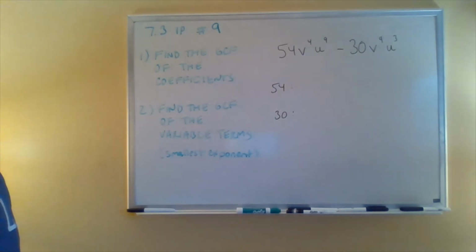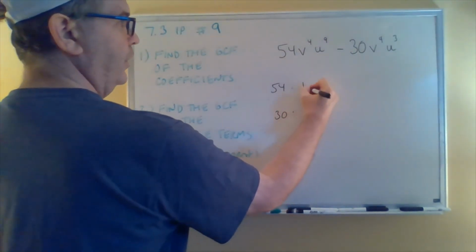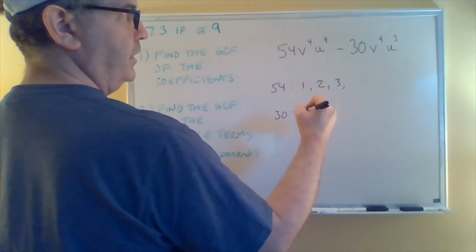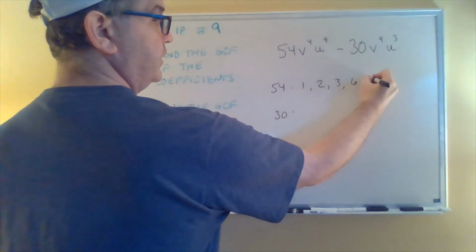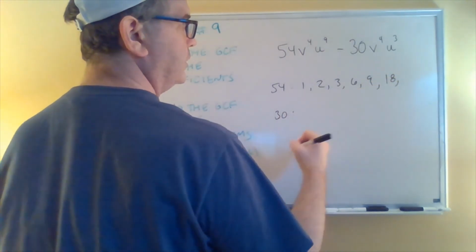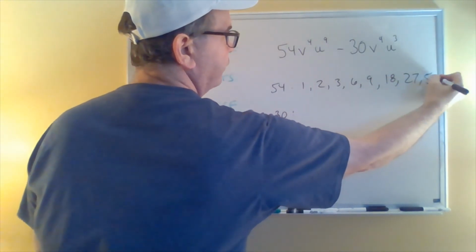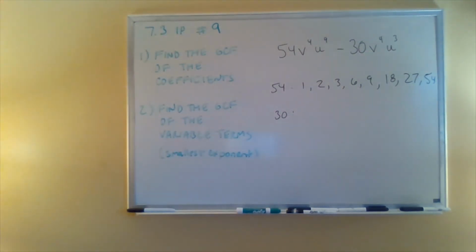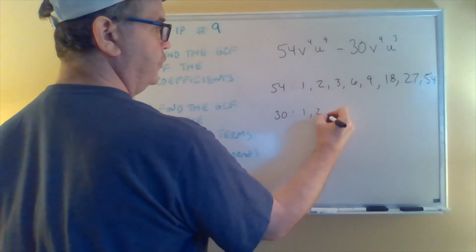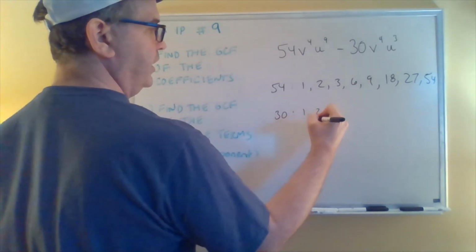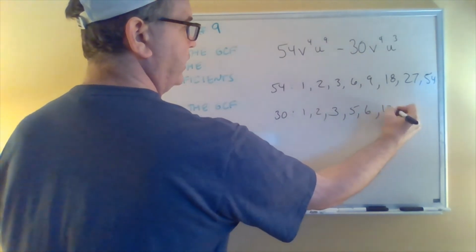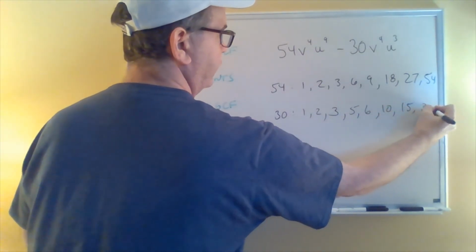So our factors of 54 are 1, 2, 3, 6, 9, 18, 27, and 54. Okay, those are going to be my factors of 54. Now let's look at 30, where I have 1, 2, 3, 5, and 6, 10, 15, and 30.